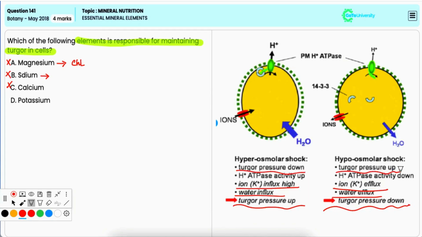And potassium also contributes to the cell's ability to retain water in the vacuoles, which helps to maintain the pressure against the cell wall, and this is known as turgor pressure. And this pressure keeps cells rigid and supports the plant structure. Hence, this is the correct option.